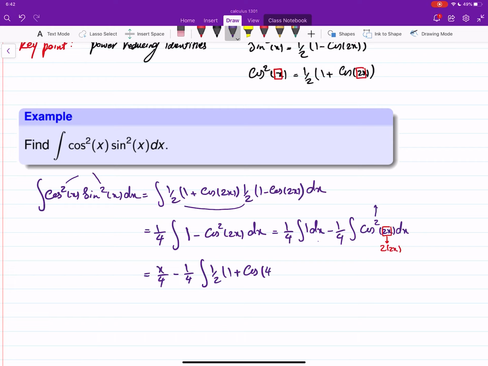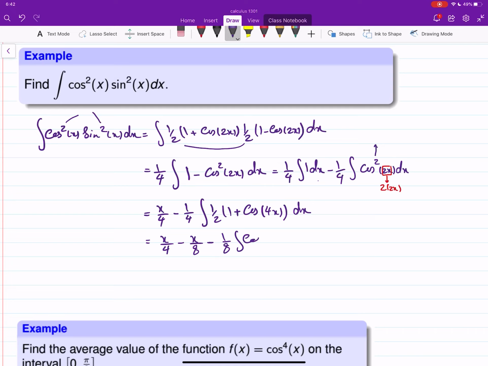Okay? Now you can separate again another time. This will be multiplied, and this will give me the integral of 1 over 8. So that's x over 8 minus 1 over 8 of the integral of cosine 4x dx.